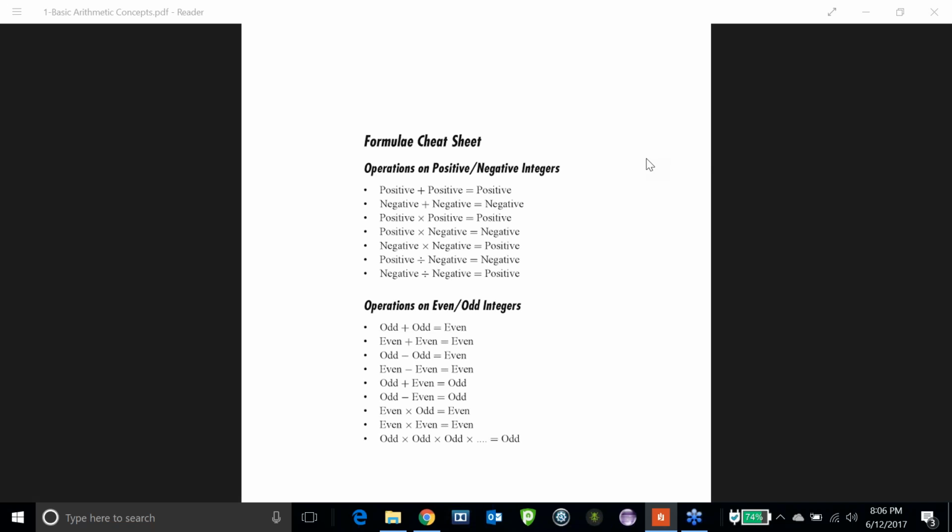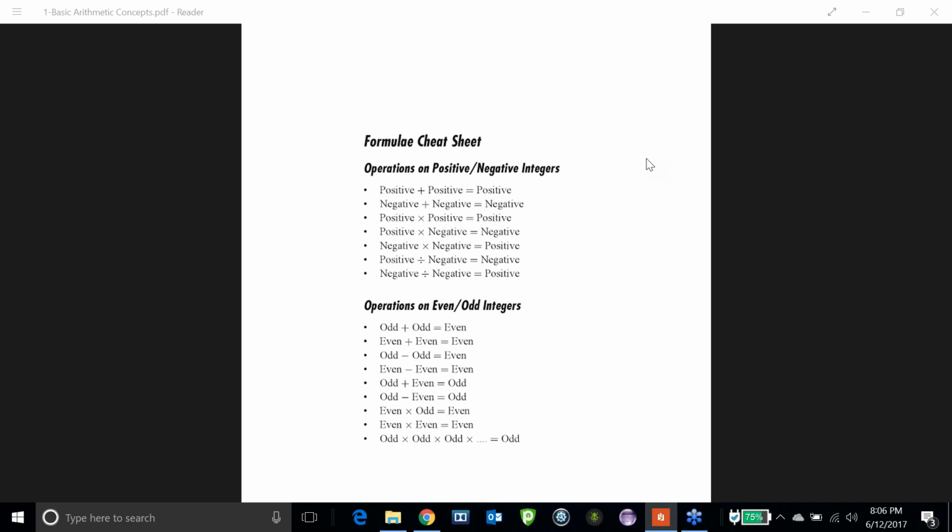Okay. So when you add two negative integers, the resultant will be a negative. So when you add -3 and -2, the resultant is -5. In the same way, when you multiply two positive integers, the resultant is a positive. So when you multiply 3 and 2, the resultant is +6.